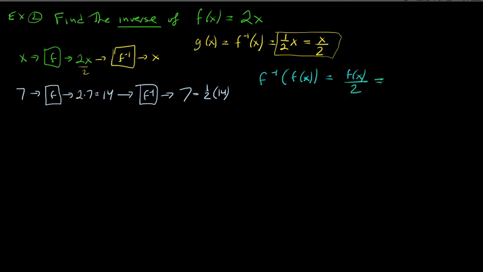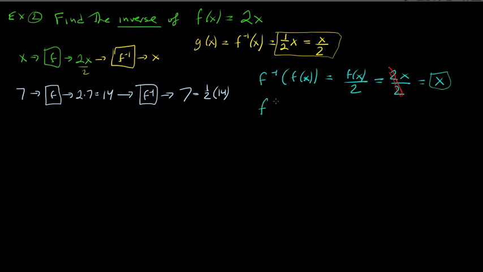Now, remember what f of x is. f of x is just 2 times x, right? But this is 2 times x divided by 2. So 2 divided by 2 is 1, right? And so, sure enough, this is just 1 times x. You just get back your original x, right? Let's go the other way.